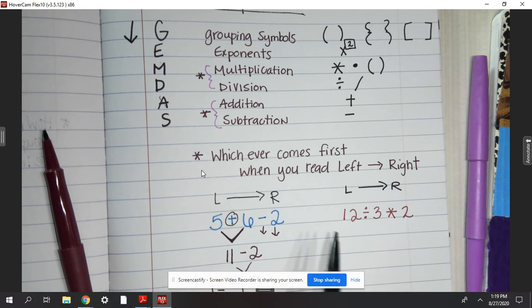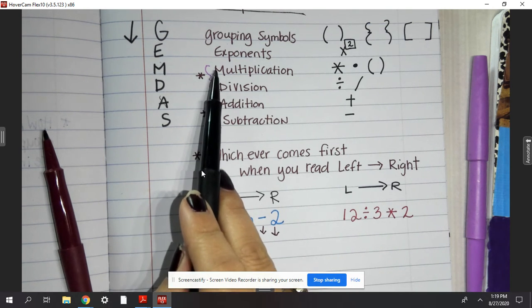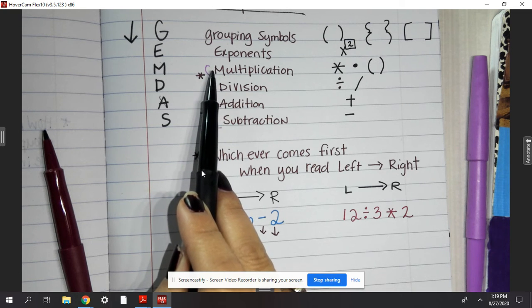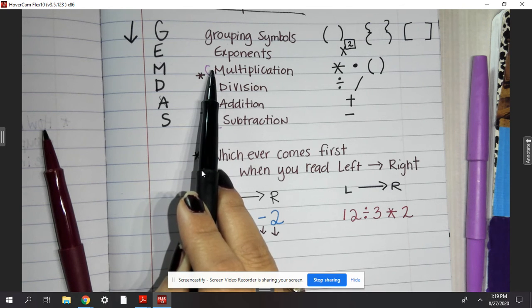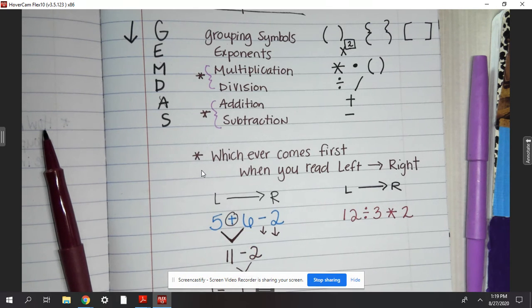Now this is important. Just because multiplication came first here, that doesn't mean you have to do that all the time. It's whichever one of these comes first. So if division came before multiplication, when I'm reading left to right, then I'm going to do that first, just like I see here. When I'm reading left to right, which one came first? Division. So I'm going to do that first.